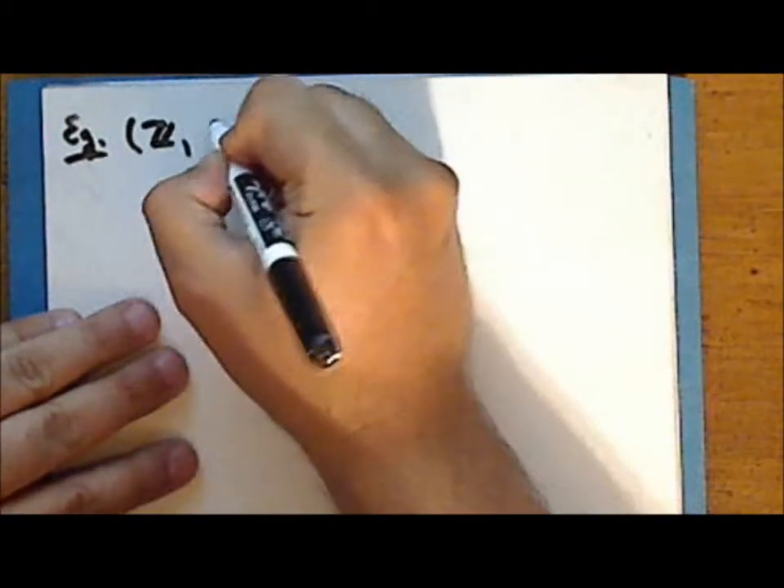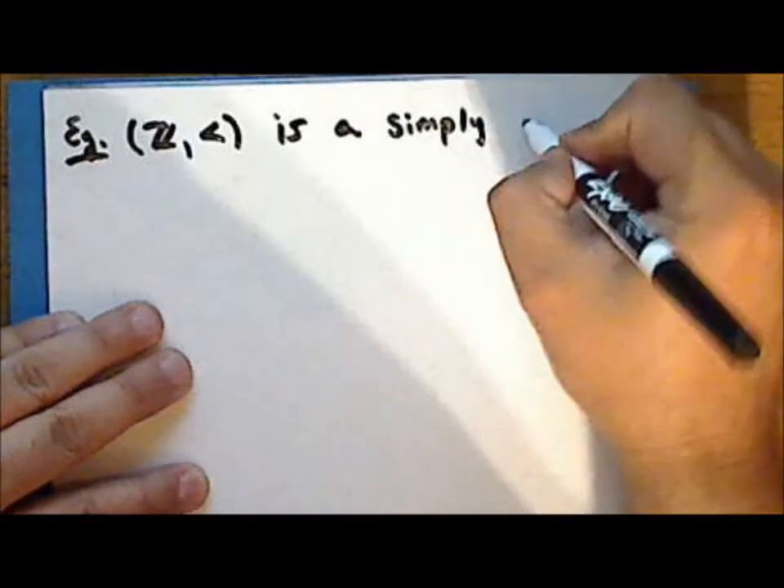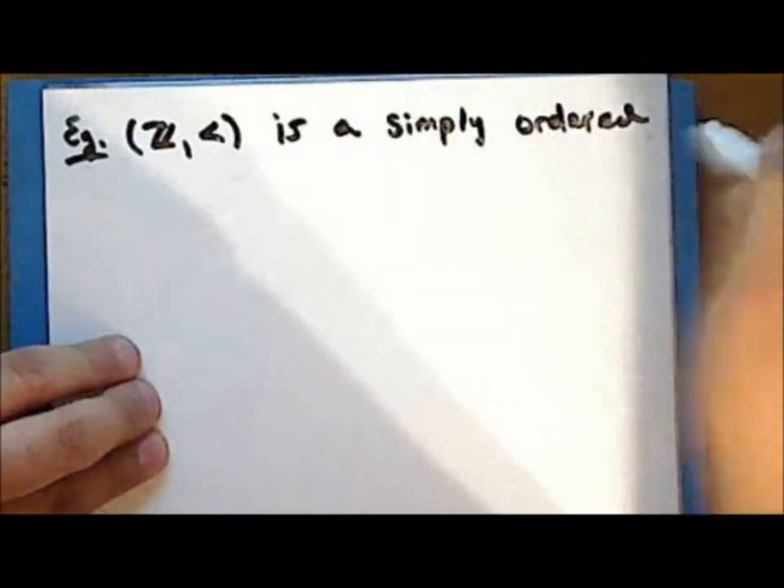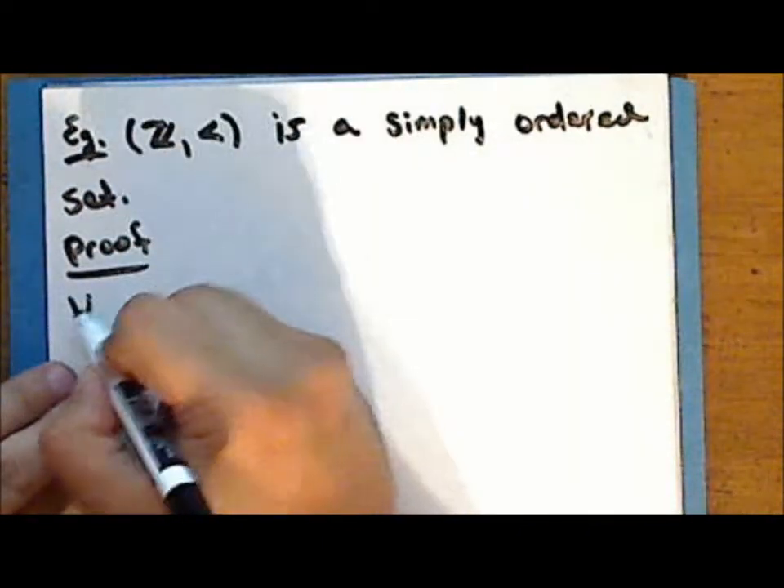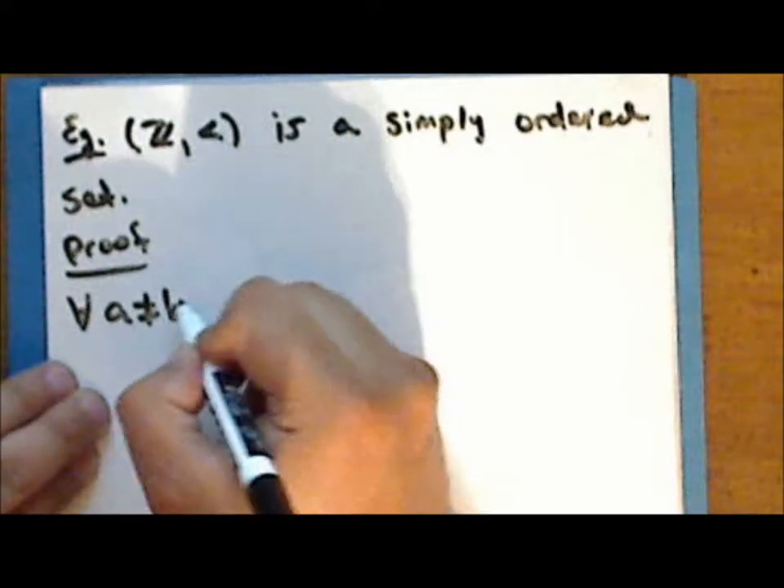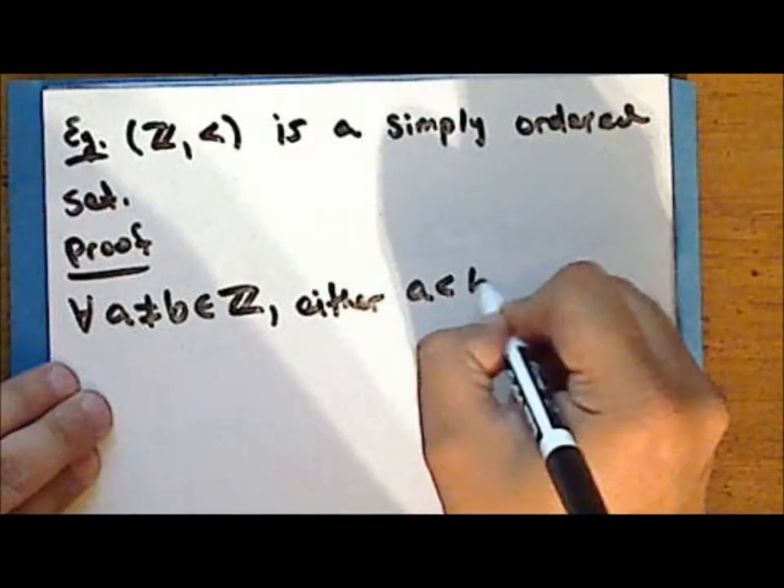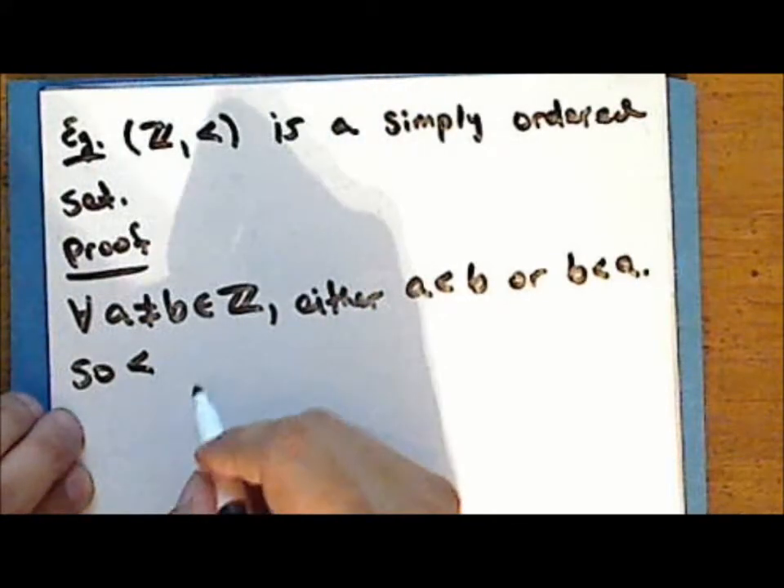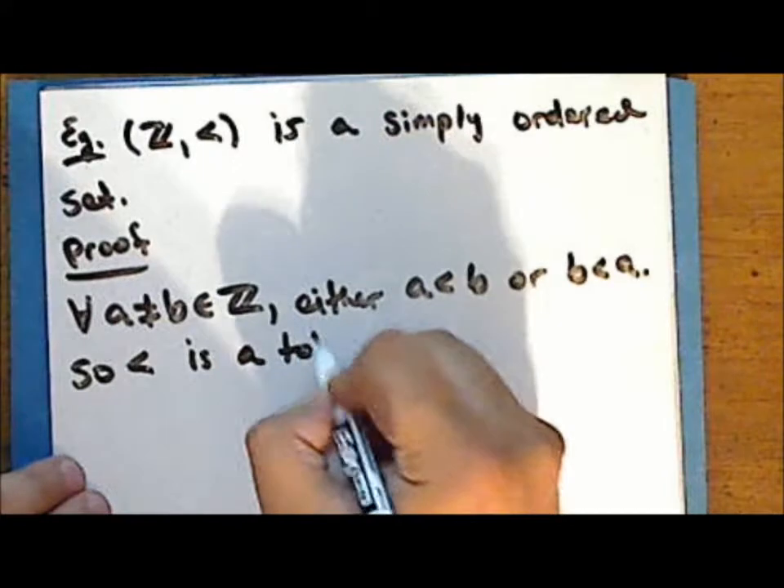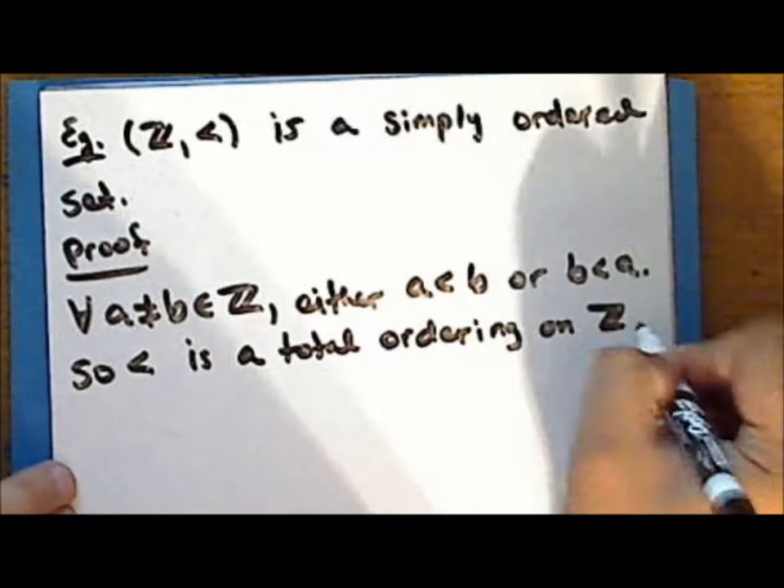So as an example, we will show that the set of integers together with the relation less than is a simply ordered set. So proof. For every distinct pair of integers a and b, either a is less than b or b is less than a, and so the relation less than is a total ordering on the set of integers.